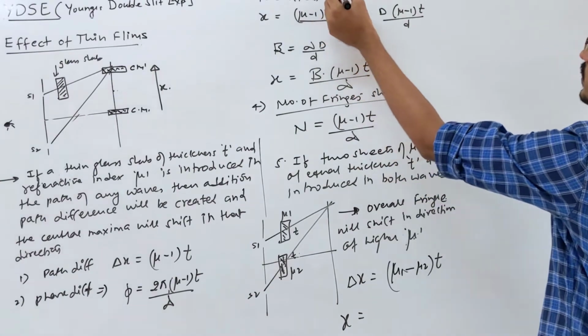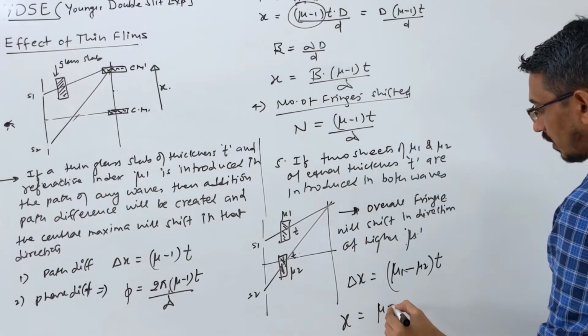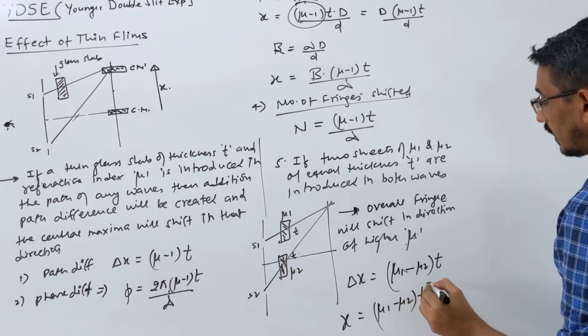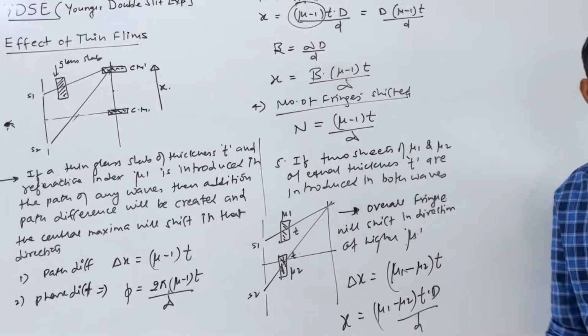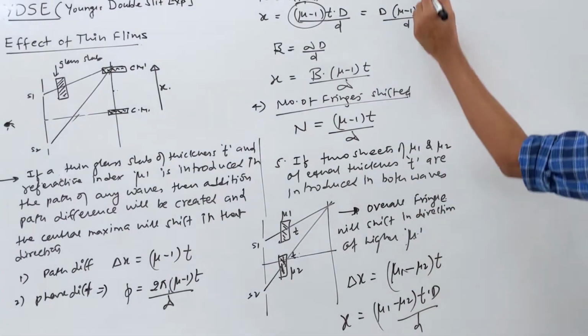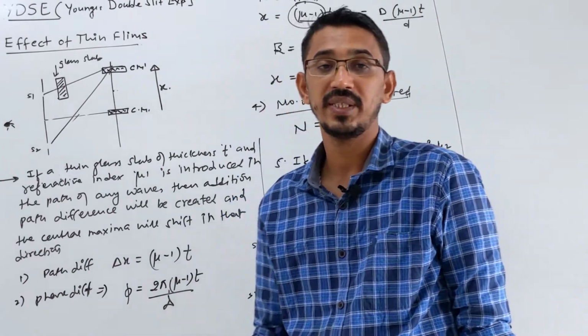And then by what amount is the central maximum shifted? Here the mu minus 1 changes, it is just (mu1 minus mu2) into thickness t, and D by capital D. That's all. This is the change happening. Okay, so this is an important question. Directly they sometimes ask, and theory questions also they ask.